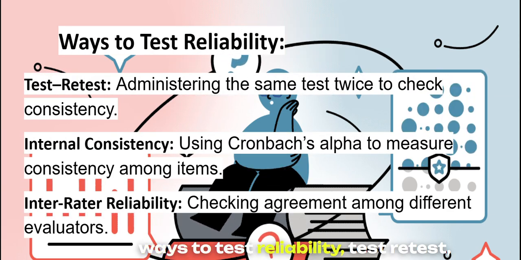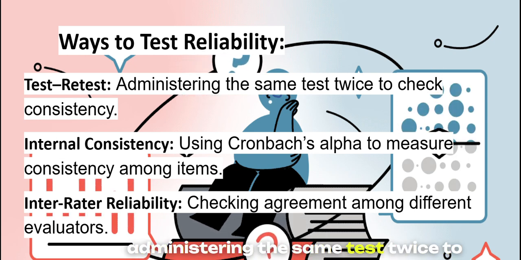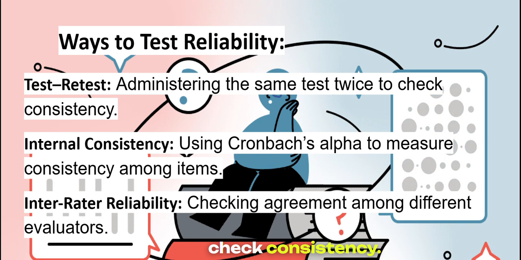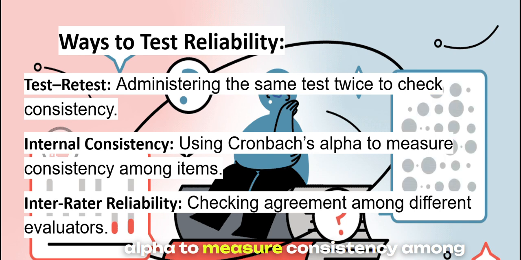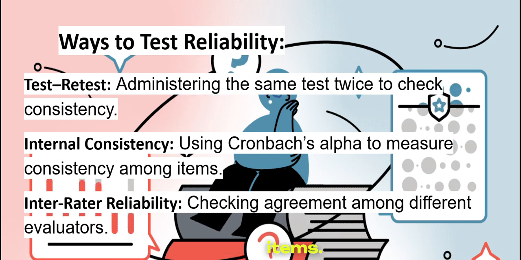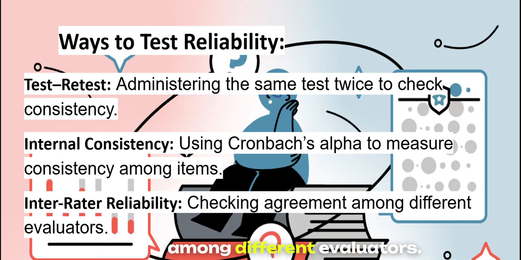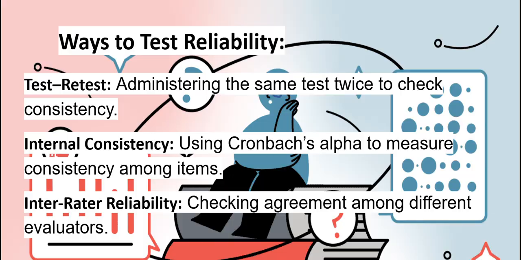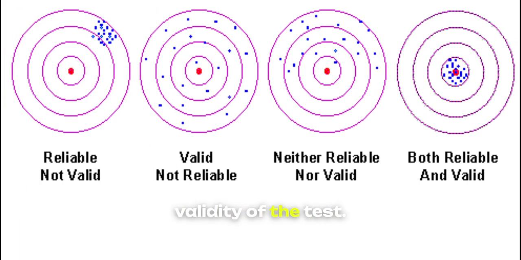Ways to test reliability: test-retest, administering the same test twice to check consistency. For internal consistency, using Cronbach's alpha to measure consistency among items. Inter-rater reliability, checking agreement among different evaluators. This picture illustrates the reliability and validity of the test.